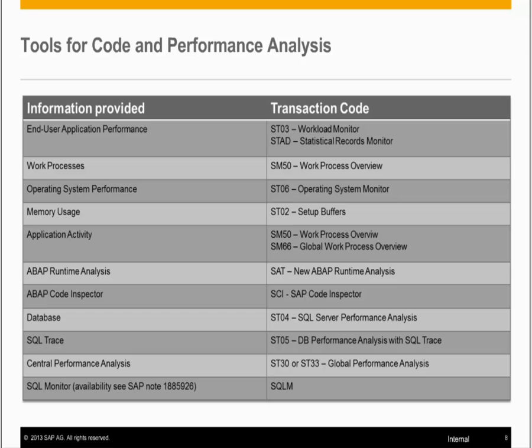Next step: there are many tools for code and performance analysis that SAP provides. There are, for example, transactions like the workload monitor or statistical records monitor, where you can get an impression of how your system is used by a customer. You can have an overview of how many work processes are running and what the capacity of the work processes is. You can check the memory usage, so you can check the overall status of your SAP systems with a couple of transactions. Furthermore, you can do a more in-depth analysis.